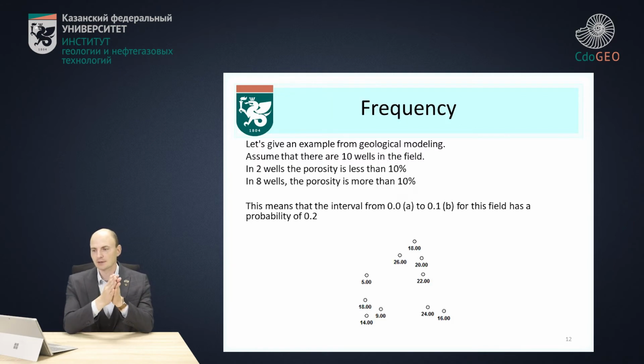For example, let's have a geological example. We got 10 wells in the field. In 2 wells, our porosity is less than 10%, and in 8 wells, we get porosity more than 10%. That means that if we drill a new well, the probability of getting a value less than 10% porosity is equal to 0.2. So we got much more probability of getting high values than the probability of getting low values.